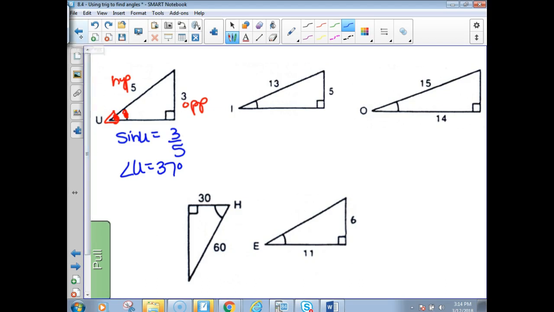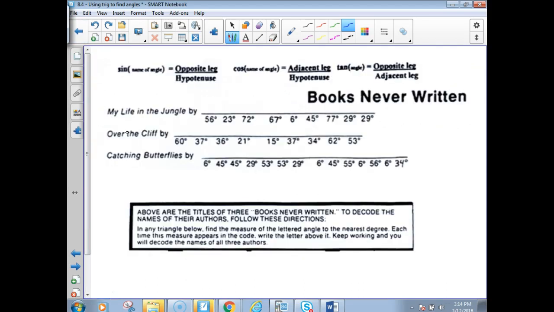Then you go to the puzzle. You find the 37s, if there are more than one, and you put a U on top of them. Oh, I missed that one. All right, there we go. And you just continue to the end, and you will find the books that were never written and who they were by.